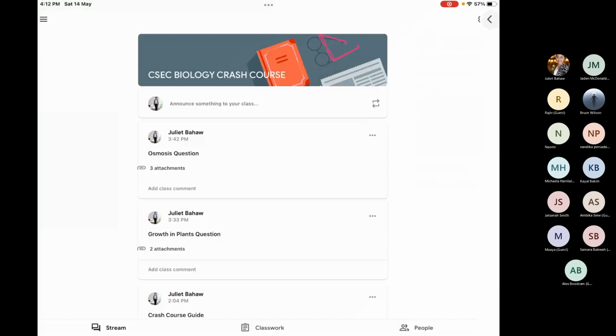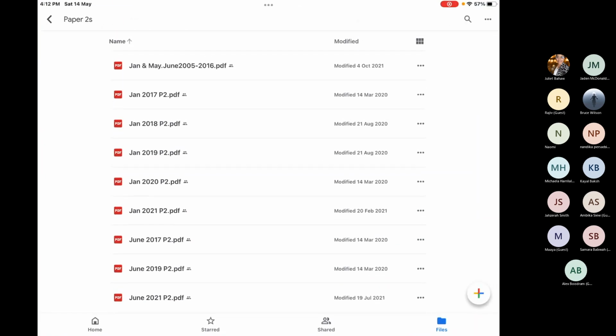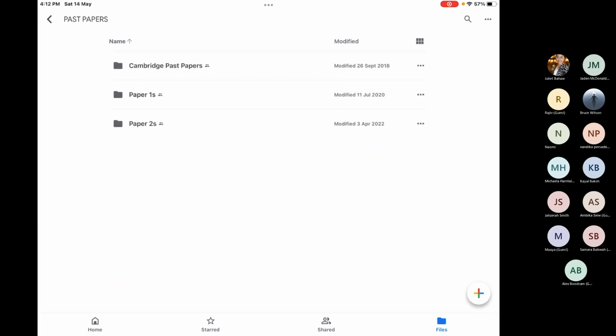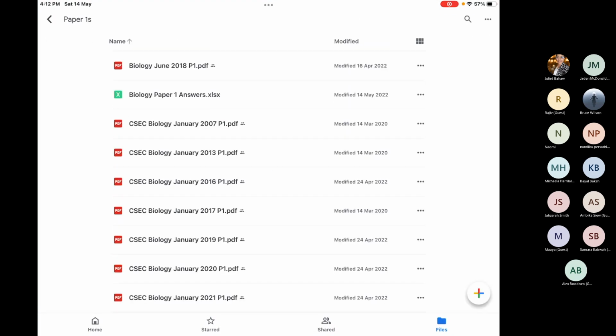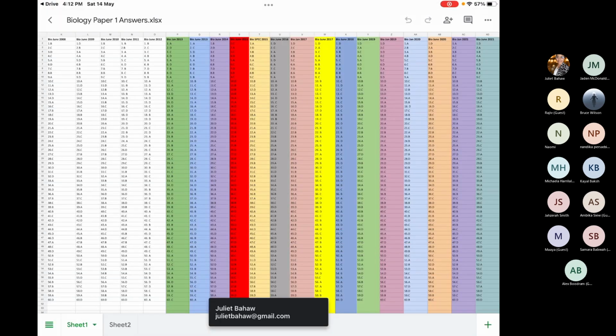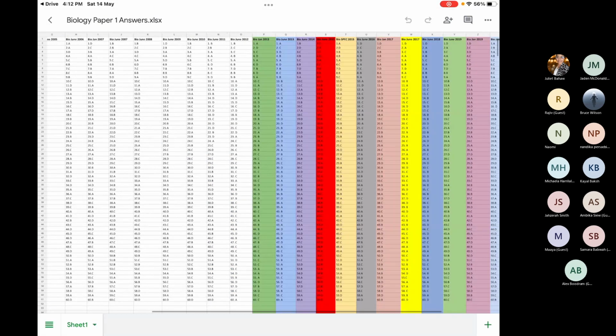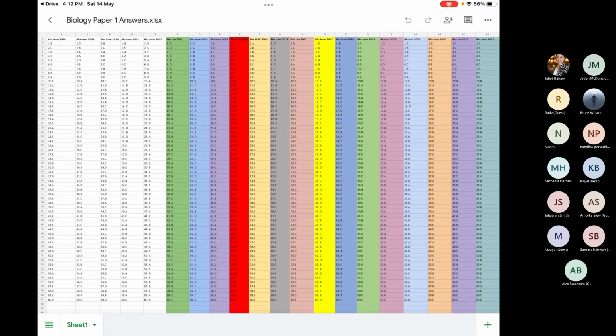Right, so that was just a little practice. Now I want to move over to the other 2021 paper. You're going into the paper 1 folder in the drive. Now this is something I will share with you all, only you all. I have all the answers from 2000 all the way to 2021.